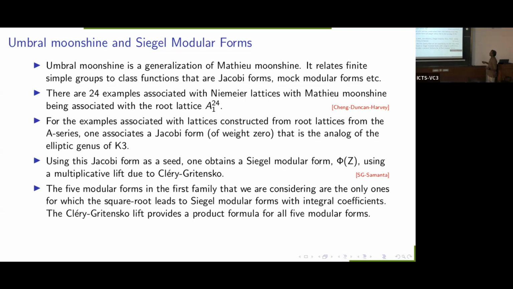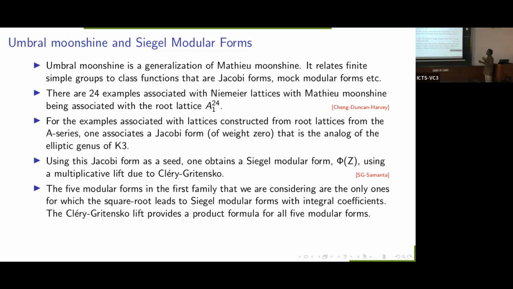So A1 to the power 24 is where Mathieu moonshine would come. A2 to the power 12 is the other example which I mentioned. For the A series, they have given a Jacobi form of weight 0, which is the analog of the elliptic genus of K3. And what we did is use this Jacobi form as a seed, and there's a product formula that we can write. We constructed a Siegel modular form using a multiplicative lift due to Borcherds and Gritsenko-Nikulin. We get a nice Siegel modular form and its square root.